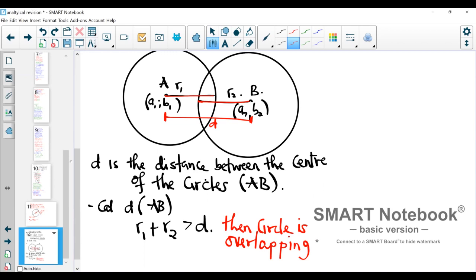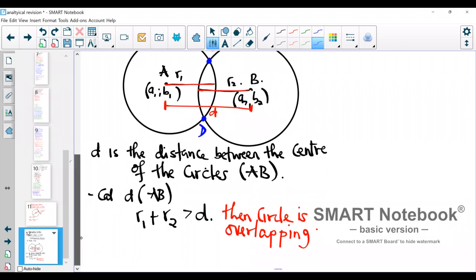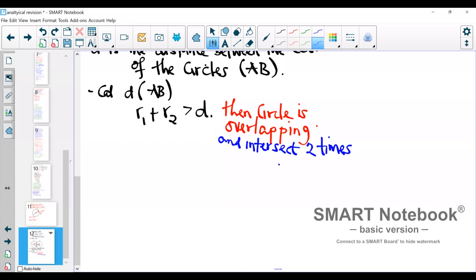And when it's overlapping, it actually cuts in how many places? Two places. Oh, my time is running out. It cuts in C and D. It's overlapping and intersects twice. It is overlapping and intersects two times. All right. Overlapping and intersects twice.